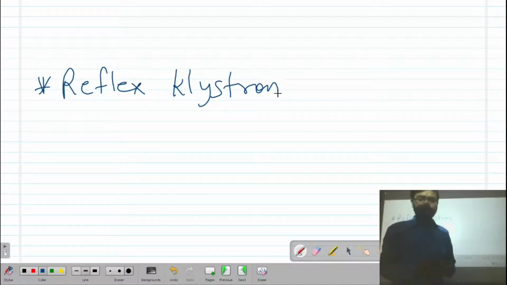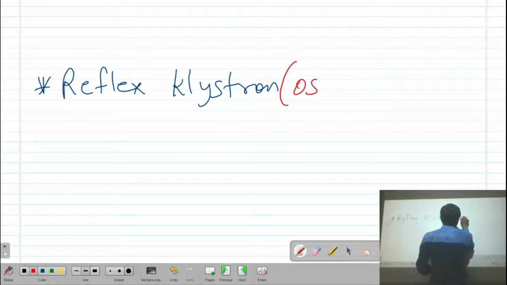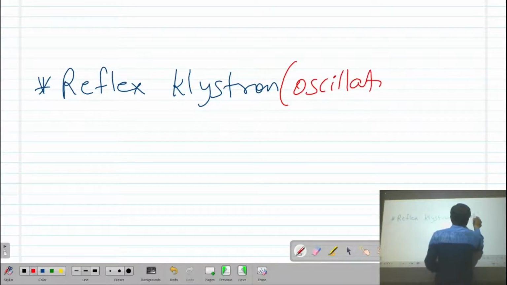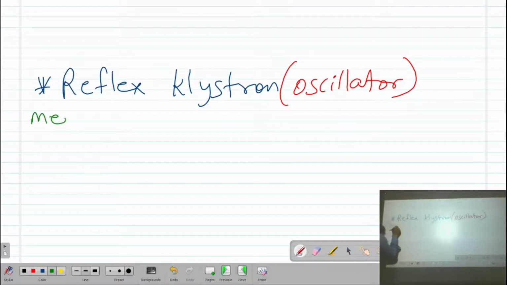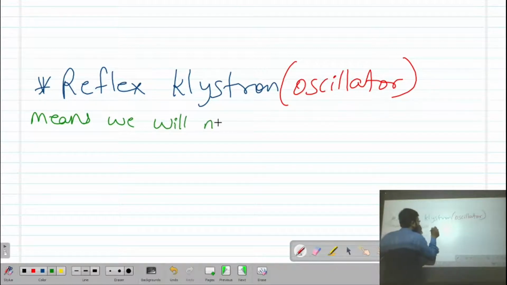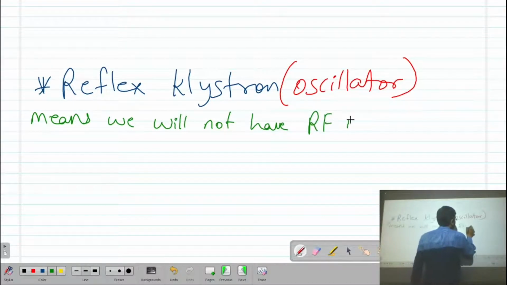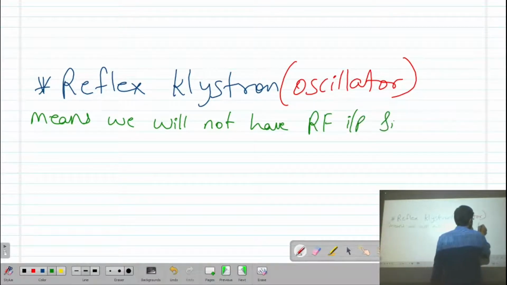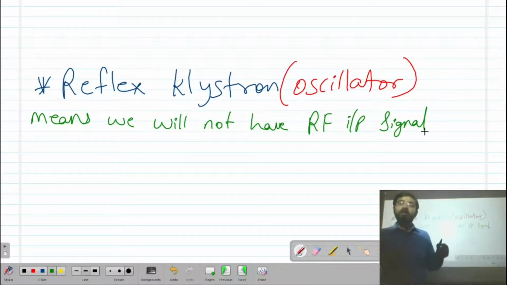This is known as an oscillator. This is not an amplifier. This is an oscillator, which means we will not have an RF input signal. We are going to study reflex klystron, and that is nothing but the oscillator.